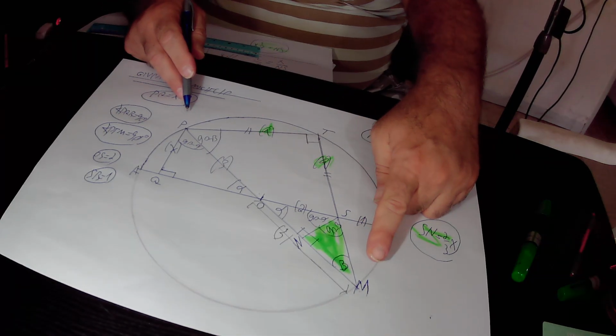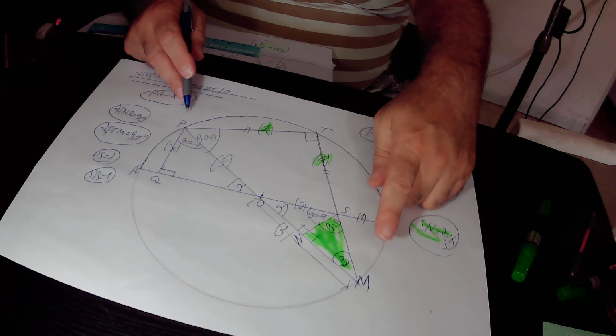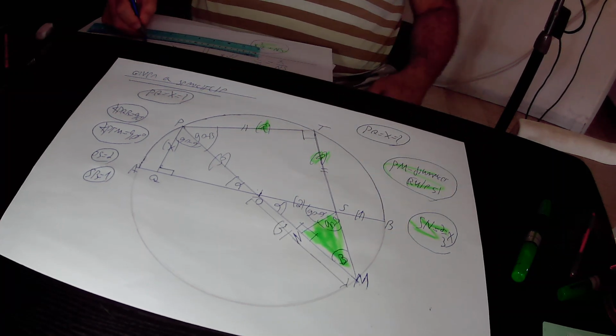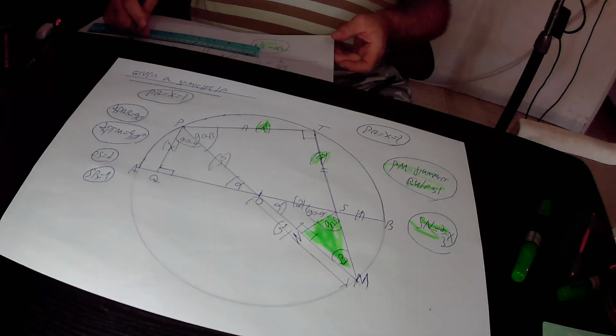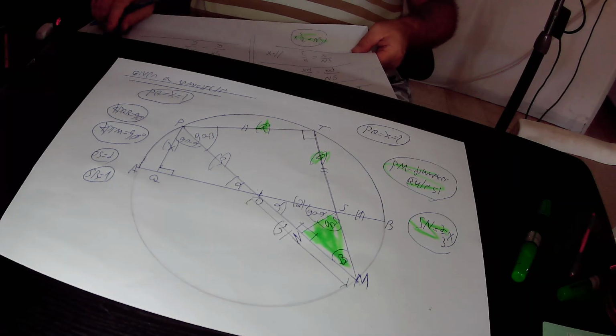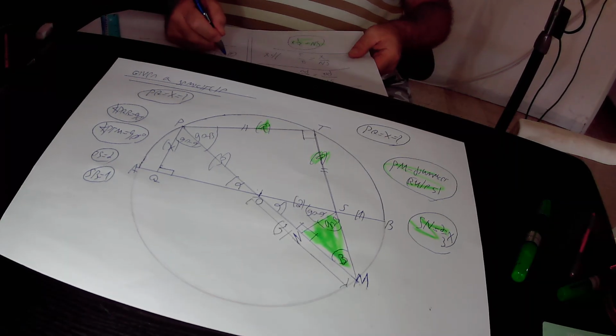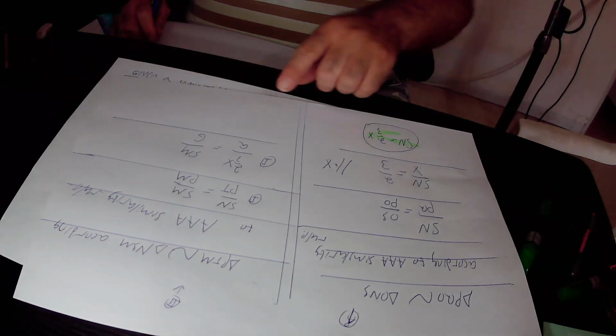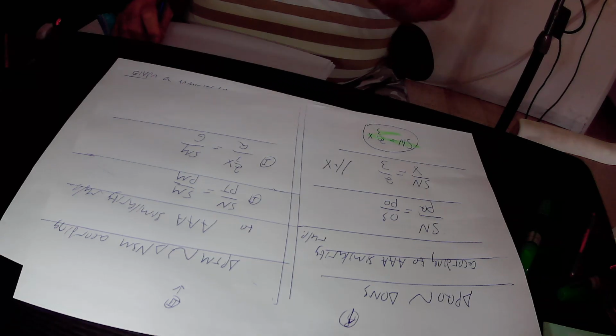Over PM. PM is the diameter of the circle. The radius is 3, therefore the diameter is 6. So PM equals 6. So in total, according to equation 1, we found out that 2/3 x over A equals SM over 6.